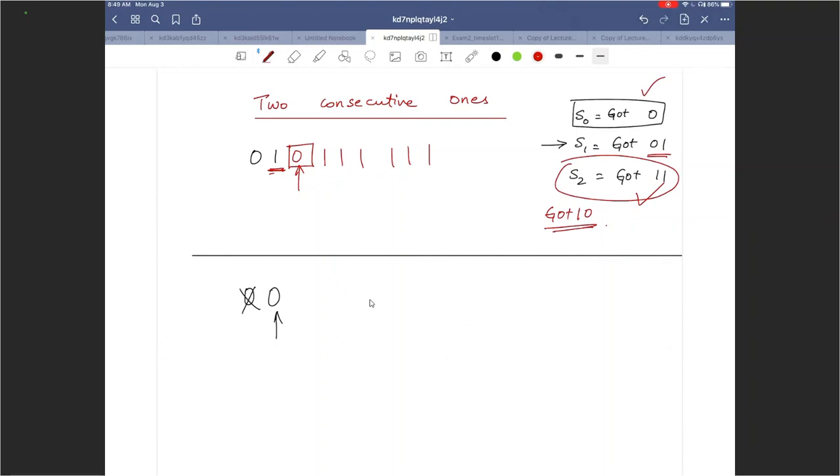So I hope that discussion was helpful in clarifying why we did not pick got 1 as a state. The reason is we always reset. Why did we not pick got 1 0 as a state? If you got 1 0, that is the same as saying got 0. I don't need 1 0 because I'm moving away from my 2 consecutive 1s detection.